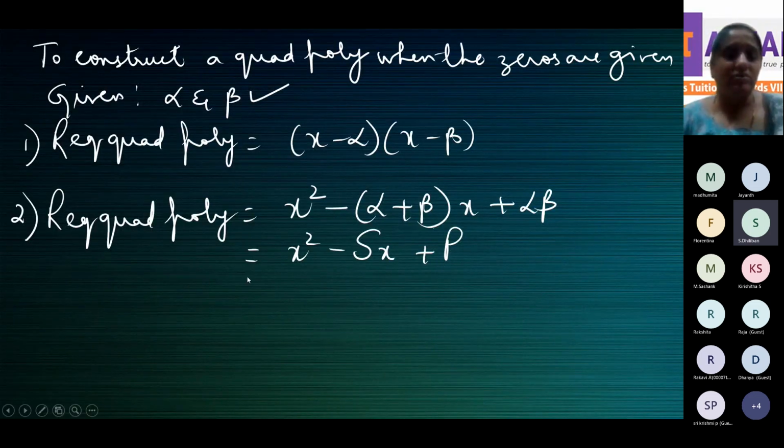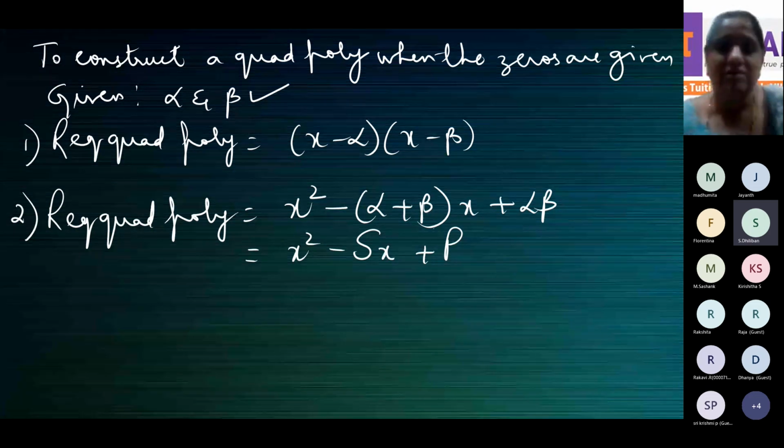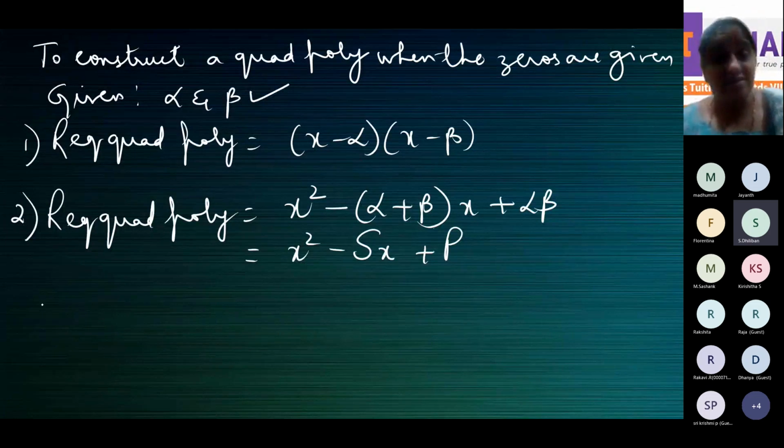Okay. Now, sometimes you're given the zeros and you're asked to construct the quadratic polynomial. Sometimes you're given the sum of the zeros and the product of the zeros. You should be very careful. It's very simple, but you need to be careful while reading the question.